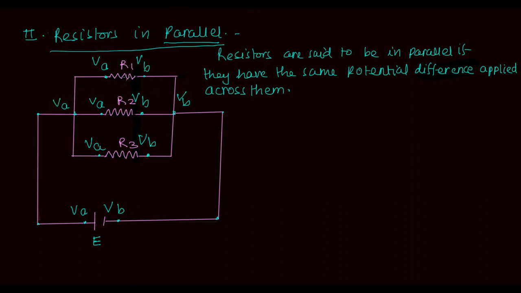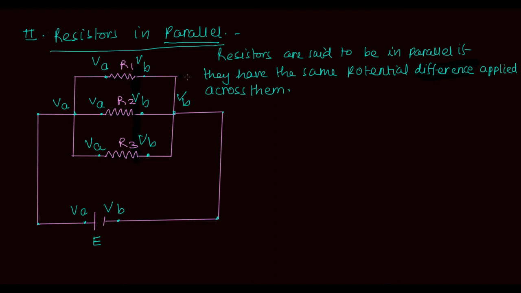Now, what is the potential across this element, this resistor? It is VA minus VB, okay? And across this, it is VA minus VB. And across this, it is VA minus VB. Are these three having the same potential difference across them? Yes. So, they are in parallel.